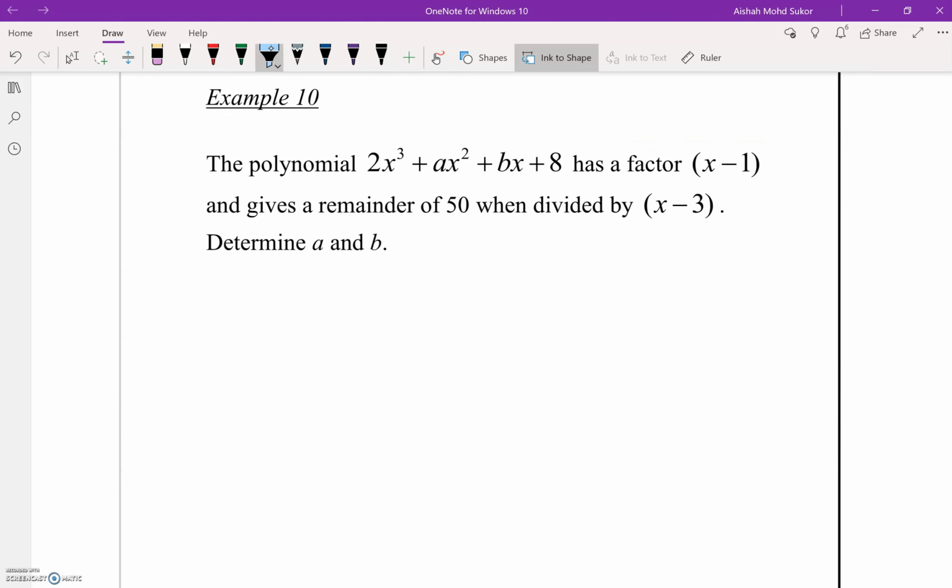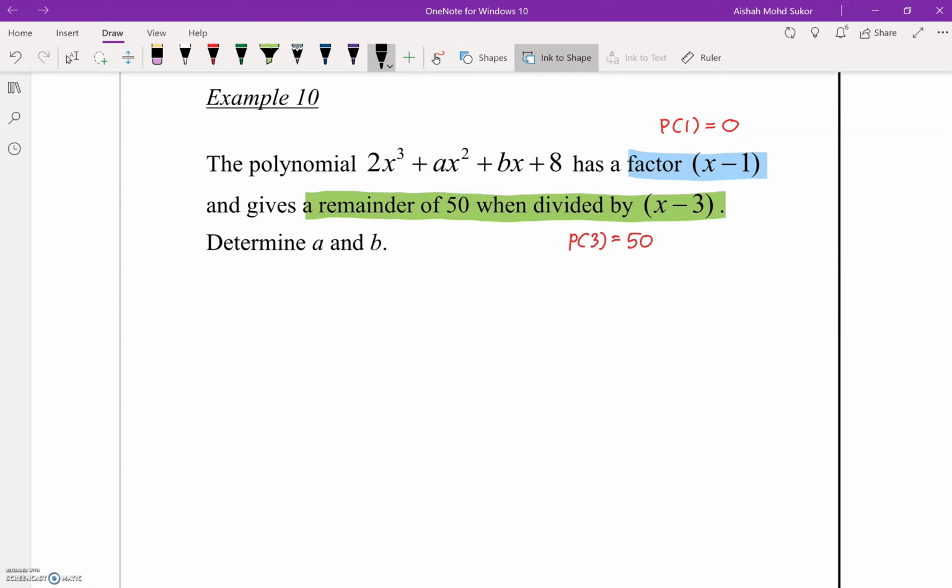Example 10. The polynomial has a factor x minus 1 and gives a remainder of 50 when divided by x minus 3. Determine the values for a and b. When the question states that the polynomial has a factor of x minus 1, it means that p(1) is equal to 0. And the polynomial gives a remainder of 50 when divided by x minus 3. From this statement, we know that p(3) is equal to 50.